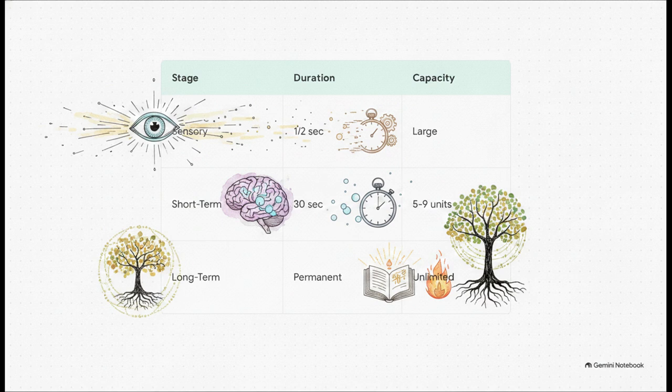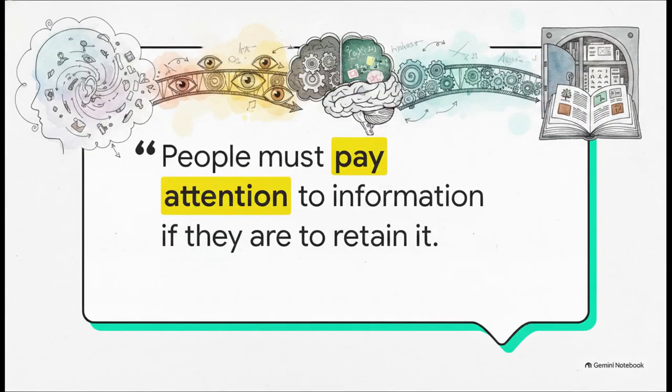Point 2, short-term memory. It holds information for a little longer, up to about 30 seconds, but it has a strictly limited capacity of just 5 to 9 units. Point 3, long-term memory. This is the ultimate goal. Its duration is relatively permanent, and its capacity, totally unlimited. So the main idea is that attention and rehearsal are the essential bridges moving information between these three memory stages. Without attention, the info never leaves the sensory stage. Without rehearsal, it never leaves the short-term stage.